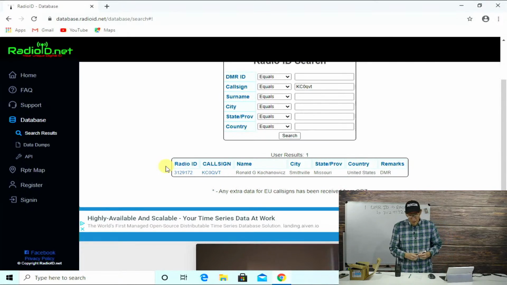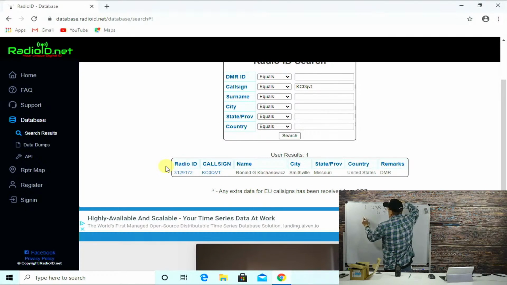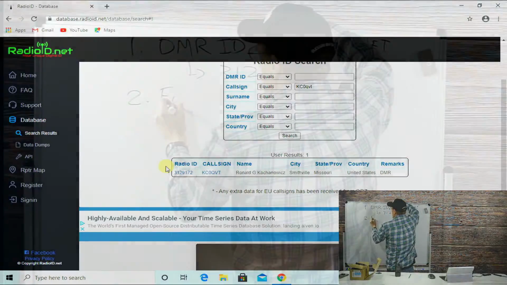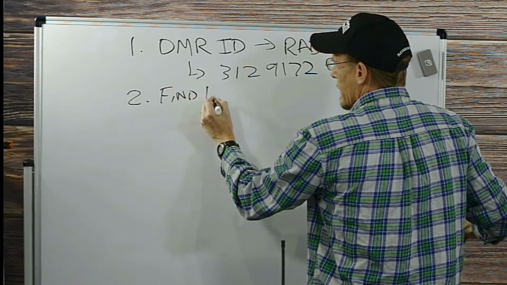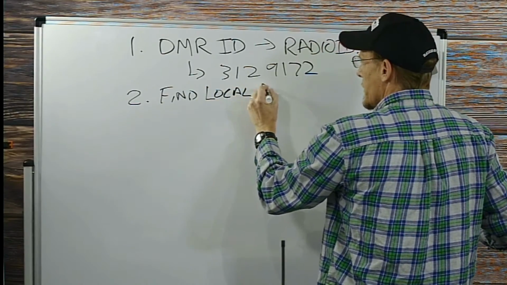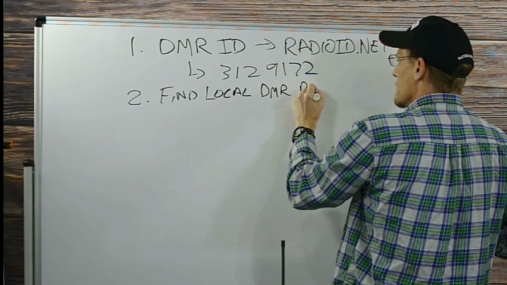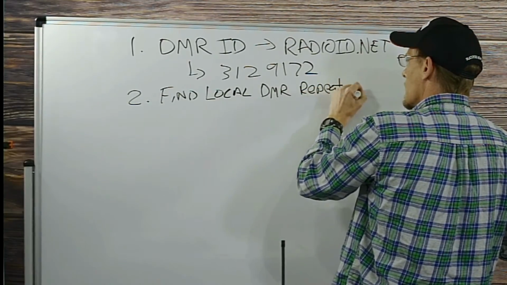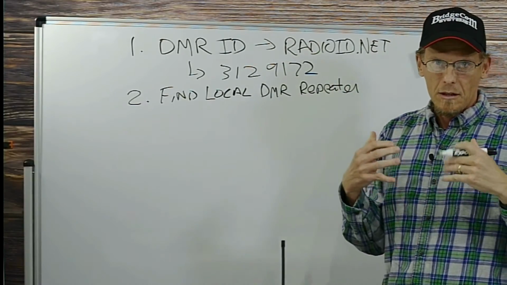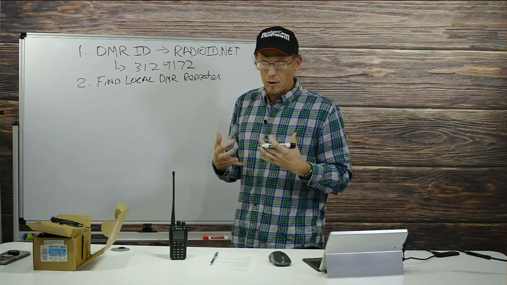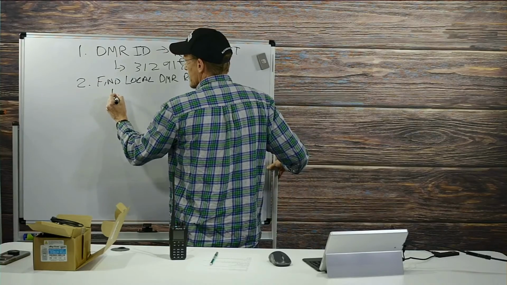Okay, so I found that. Now, the next step is to find a local repeater. So we're going to find a local DMR repeater. Now, the best resource that I'm aware of to do this is a website called repeaterbook.com.